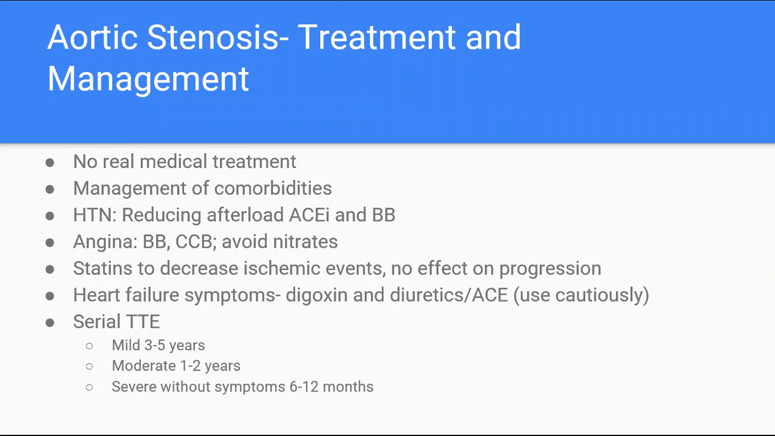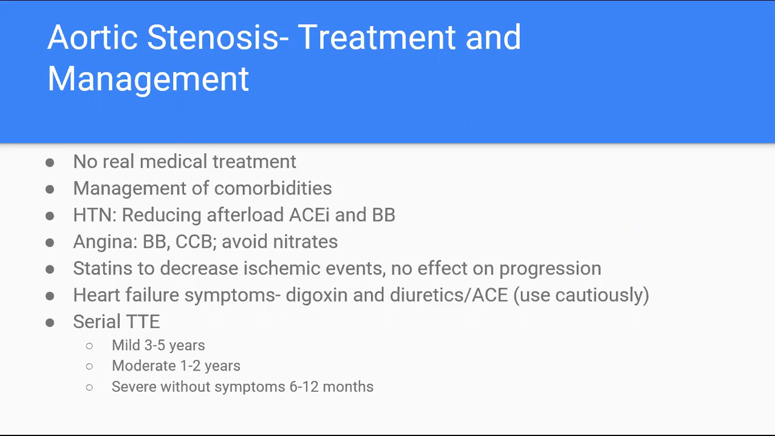And for angina, you can give them beta blockers, calcium channel blockers, but you generally want to avoid nitrates because the vasodilation causes decreased perfusion. Statins haven't really been shown to change anything about the progression of the disease at all, but with coronary artery disease being a coexisting comorbidity of AS, you can at least reduce ischemic events that way.